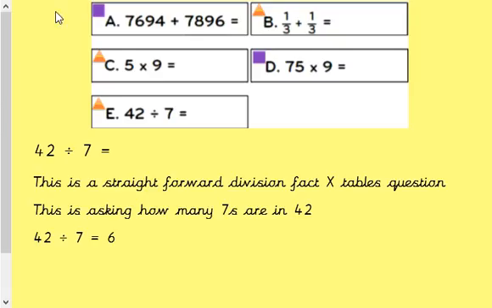The first one we're going to look at this morning is going to be 42 divided by 7. Now this is a straightforward division facts times table question, and it's asking how many 7s there are in 42. So in this case, we've got 42 divided by 7 equals 6, and we can check that by multiplying these two together. 7 6s are 42.